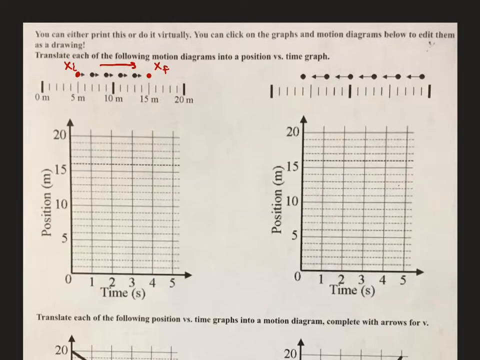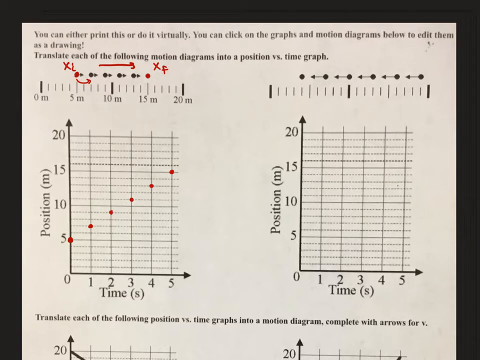Well, if my initial position is 5, that means at 0 seconds, it's at 5 meters. 1 second later, let's go to the next dot, that's at 7. Another second later, we're at 9. Another second later, we're at 11, then 13, then 15. And what I can do here is I can make a line. I've already made the graph. I'll make a line that connects these, and I see it as a straight line sloping upward.